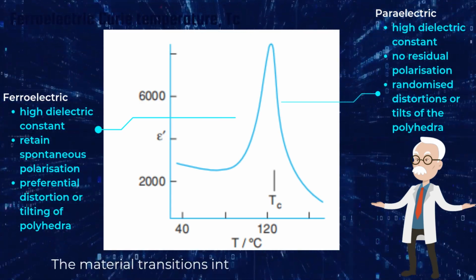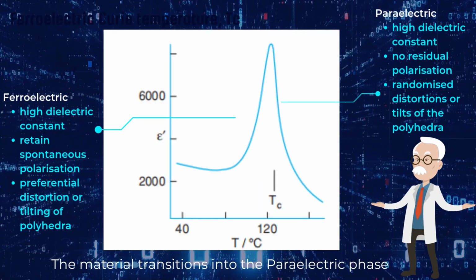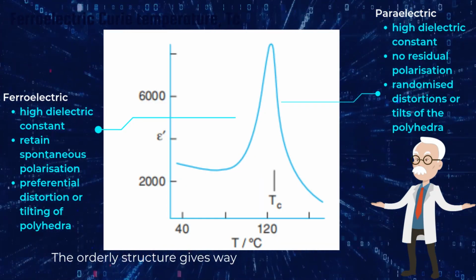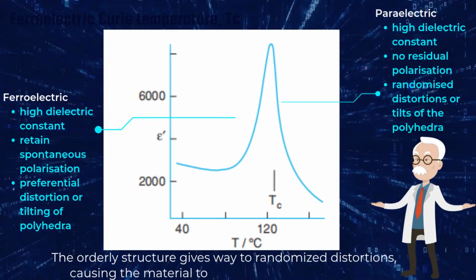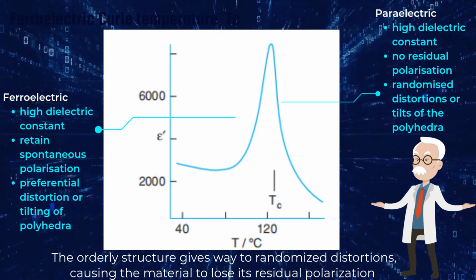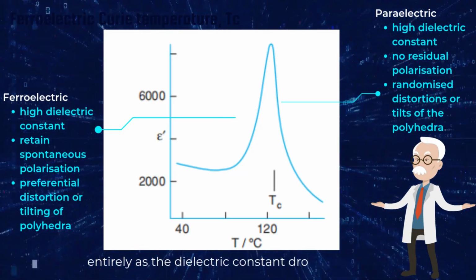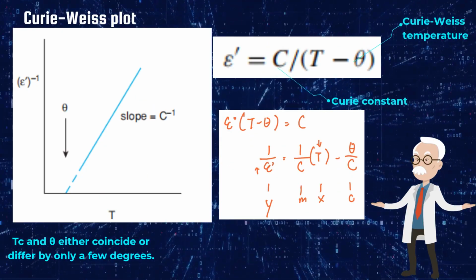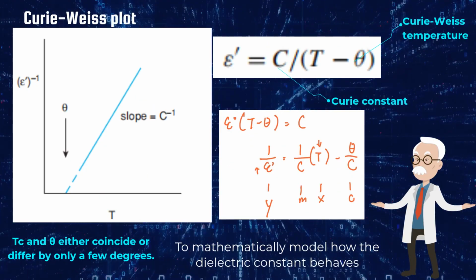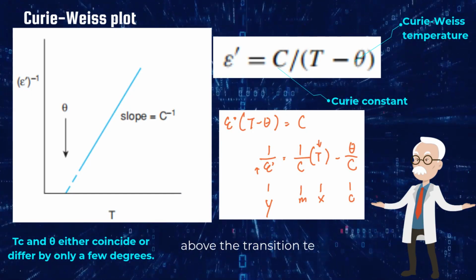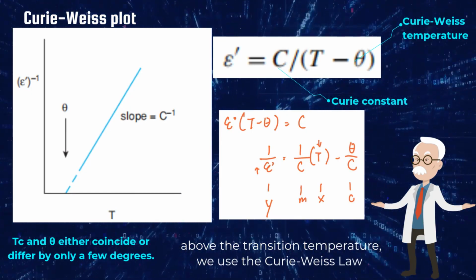The material transitions into the paraelectric phase. The orderly structure gives way to randomized distortions, causing the material to lose its residual polarization entirely as the dielectric constant drops sharply. To mathematically model how the dielectric constant behaves above the transition temperature, we use the Curie law.